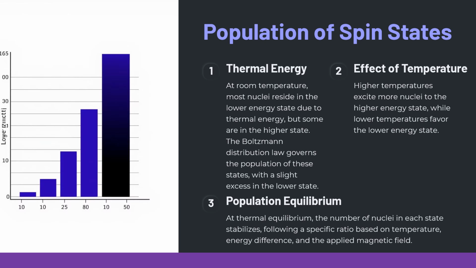Higher temperatures excite more nuclei to the higher energy state, while lower temperatures tend to favor the lower energy state. At thermal equilibrium, the number of nuclei in each state stabilizes, and the distribution follows a specific ratio. This ratio depends on the temperature, the energy difference between the states, and the strength of the applied magnetic field.